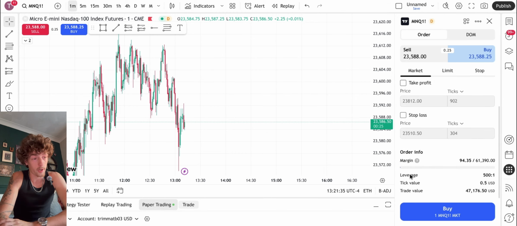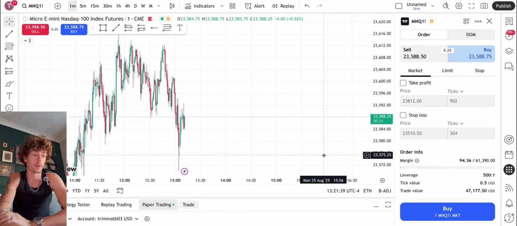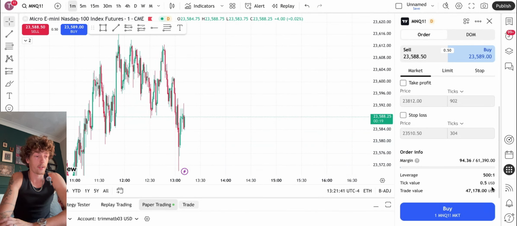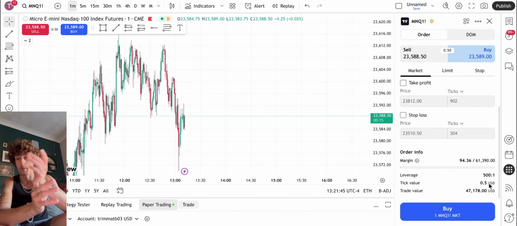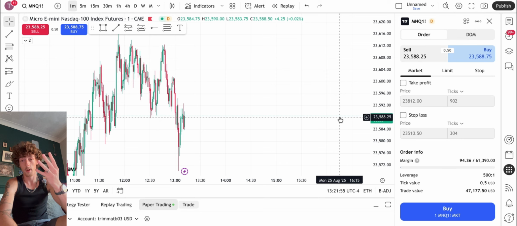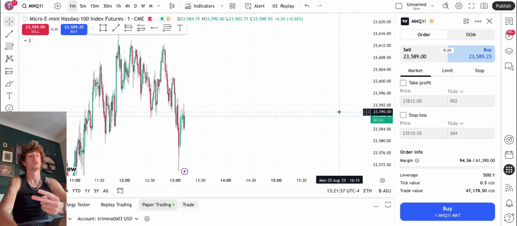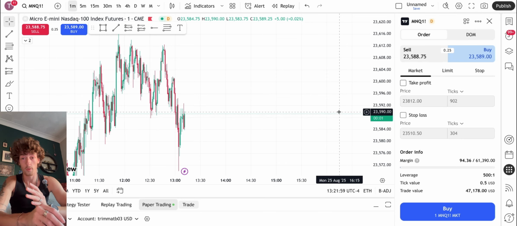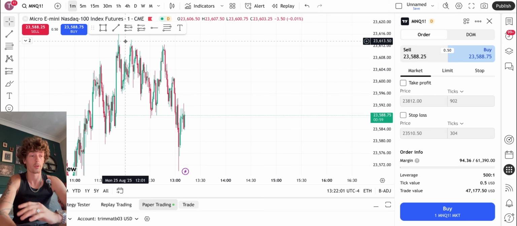and then we come down to here on the minis, which I'll explain in a minute. Every tick value is worth 0.5 US dollars, but let's just say it's worth 50p. So for every tick that it goes up, it's worth 50p. So every 0.25 is 50p. So 4 of them will be £2. So every pip we move is £4.